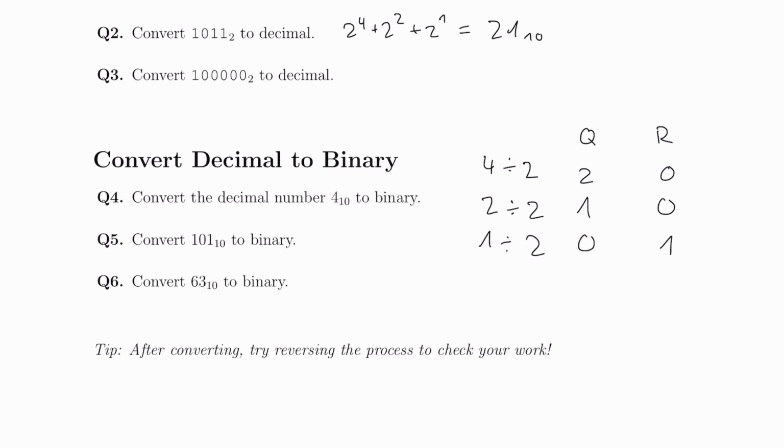And then we read the solution from the bottom up. So 1, 0, 0. And we write our subscript 2 to know that it's in binary.